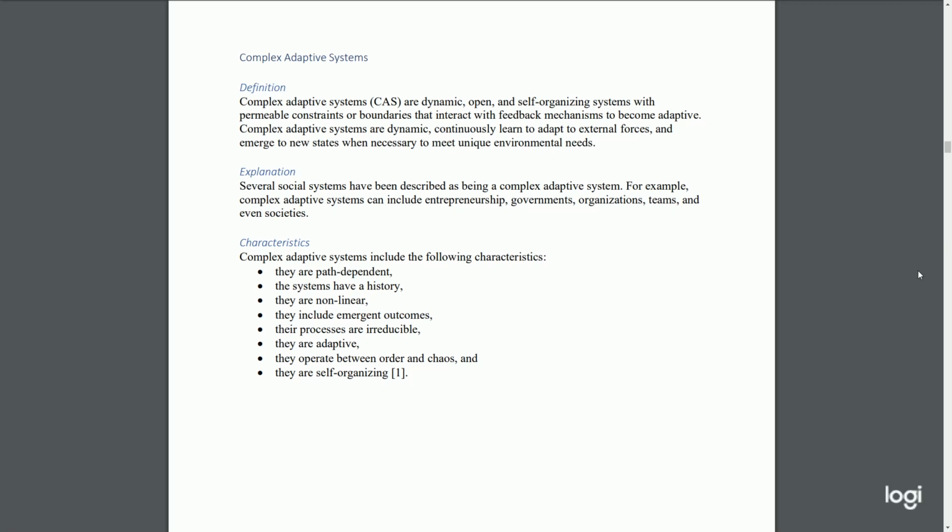Characteristics. Complex adaptive systems include the following characteristics. They are path-dependent. The systems have a history. They are nonlinear. They include emergent outcomes. Their processes are irreducible. They are adaptive. They operate between order and chaos, and they are self-organizing.